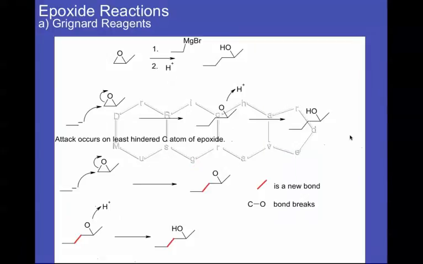I'd like to now talk about some epoxide reactions. We'll start with reaction of Grignard reagents. The Grignard reagent is treated like it was when we did the Grignard reactions with the carbonyl compounds.